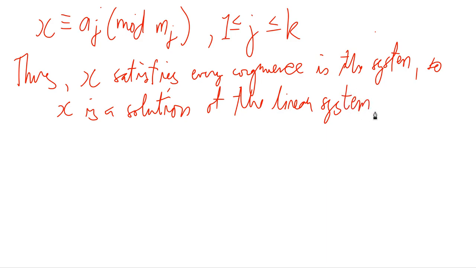Now, that ends the existence proof of the Chinese remainder theorem. So I think we will end the video here. We'll continue our proof in the next video, this time with the uniqueness proof.